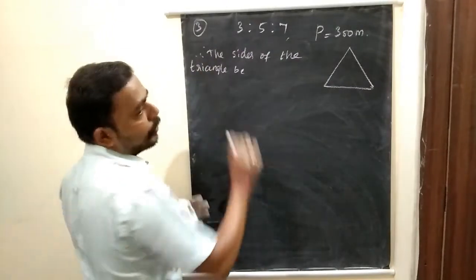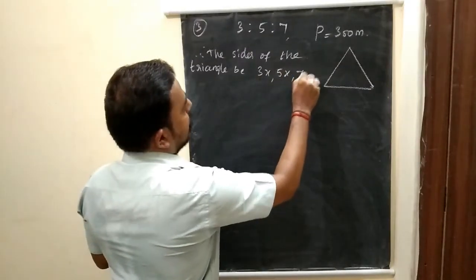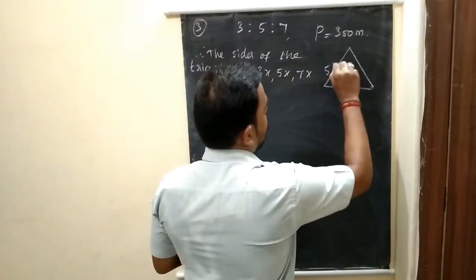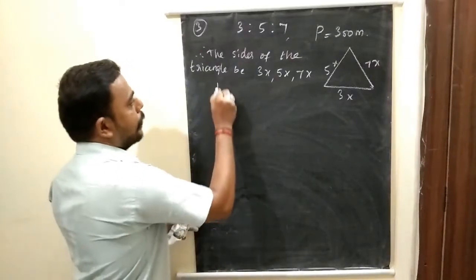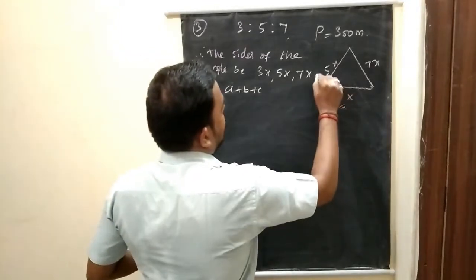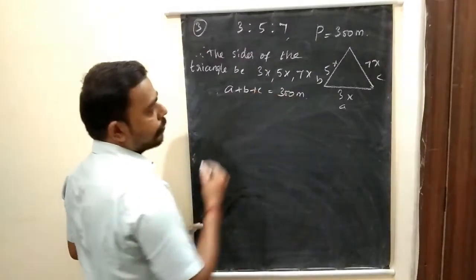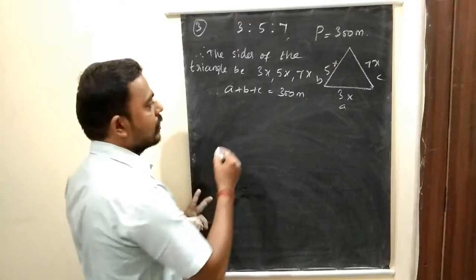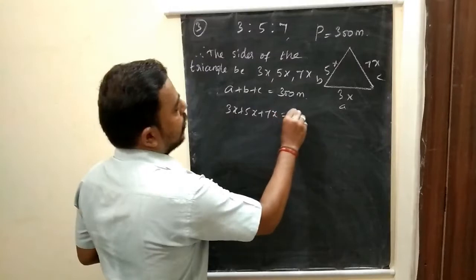We need to multiply by any one x. So 3x, 5x, 7x. Now the addition is the given perimeter. So perimeter equal to a plus b plus c, equal to 300 meters. This is the meaning, that is the sum of the sides. So 3x plus 5x plus 7x equal to 300 meter.